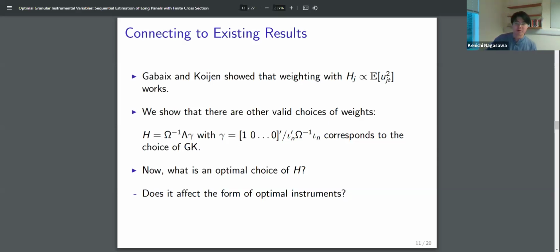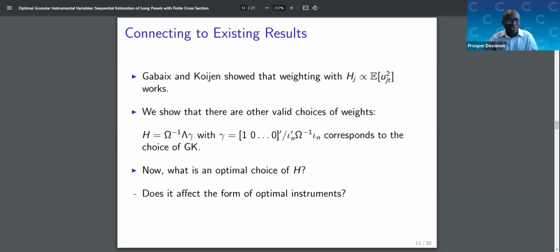What is important is that Gabaix and Koijen already show that there exists such an H. And what we show is that, beyond what Gabaix and Koijen show, there are other possible choices of weights that you can use to estimate the parameter in the disaggregated equation. In particular, we show that this H vector works for the purpose of creating a valid moment condition. And if you pick this gamma to be a specific choice, then this H vector corresponds to the choice of Gabaix and Koijen. So we have a general result which specializes to the Gabaix and Koijen case.